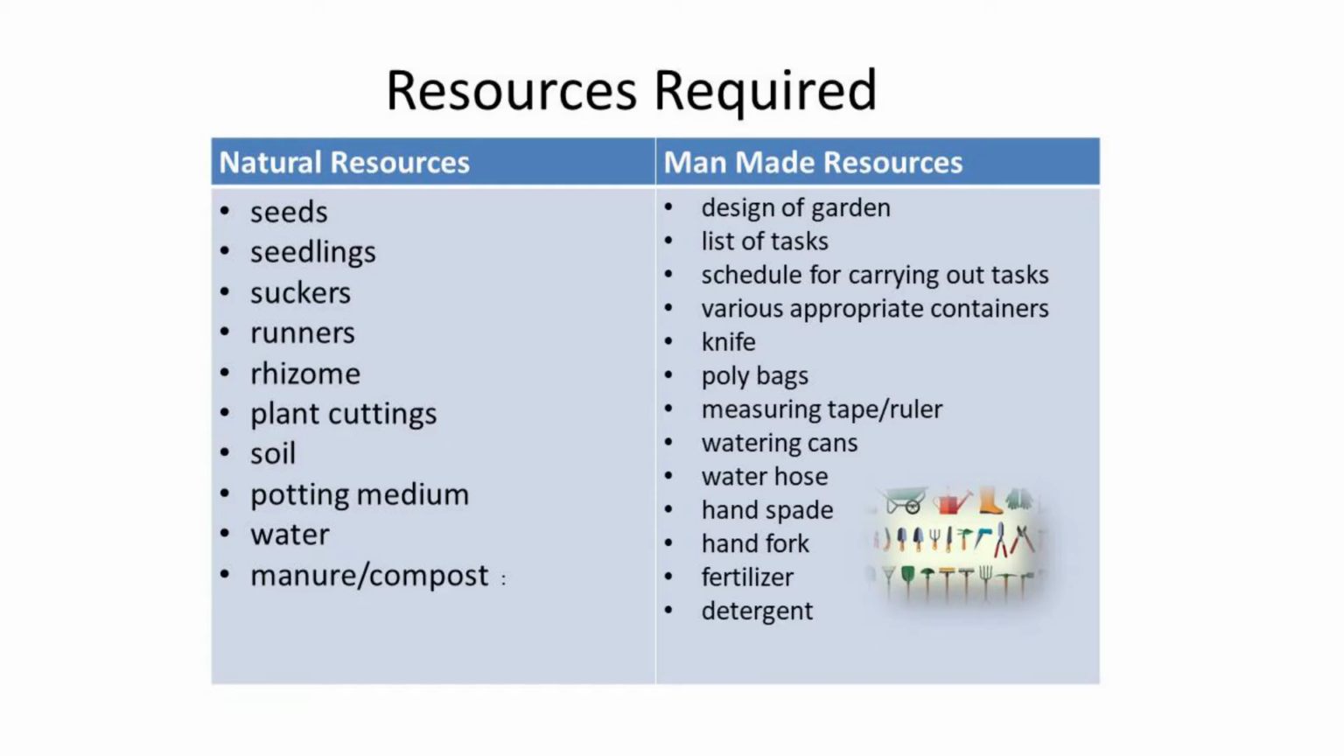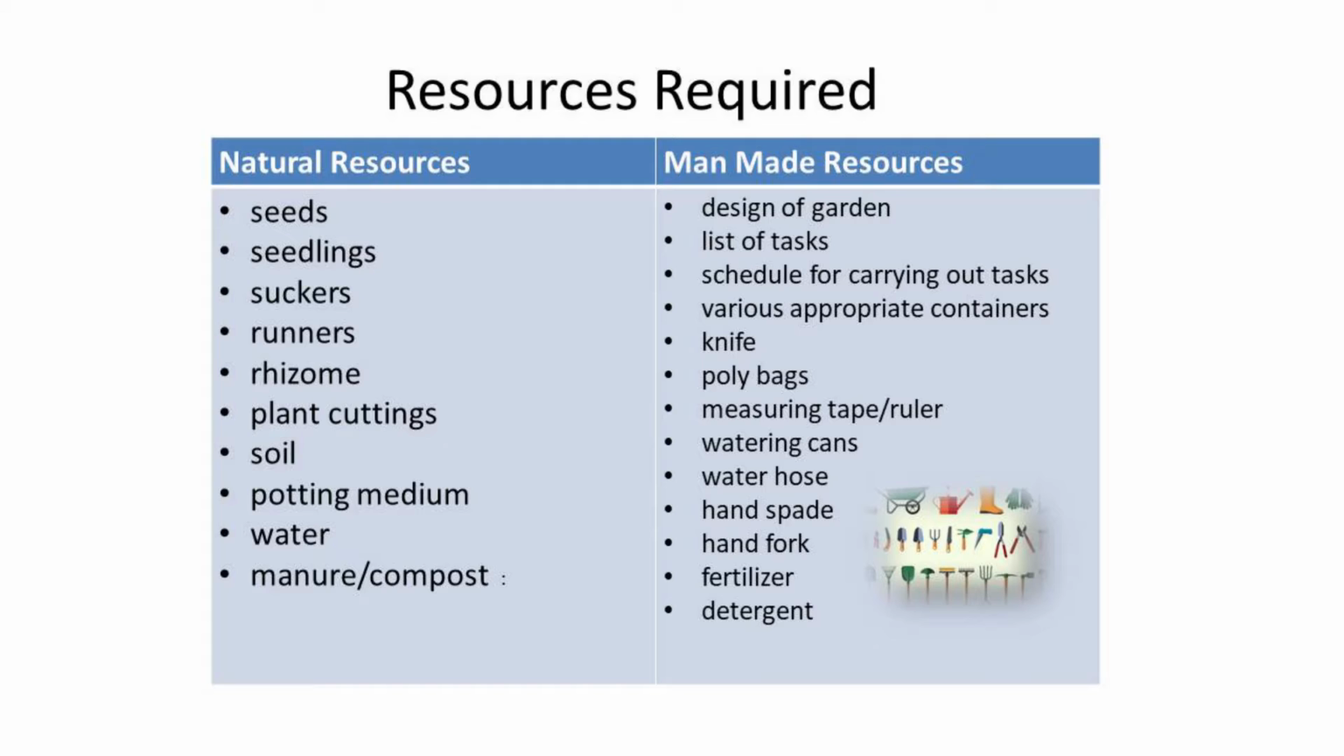Now, for the next couple of weeks, we will need various resources. We'll need natural resources. We'll also need man-made resources. So, boys and girls, we'll need seeds, seedlings, suckers, runners, rhizomes, plant cuttings, soil, potting medium, water, manure or compost. We'll need also to design the garden. We need a list of the tasks.